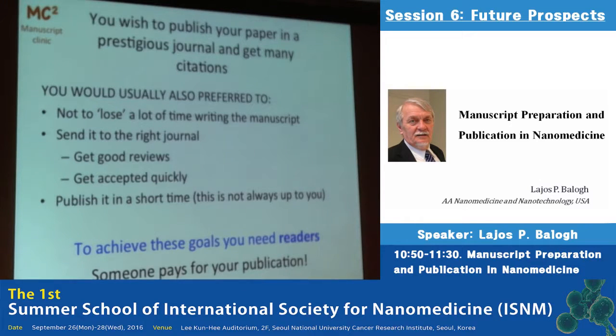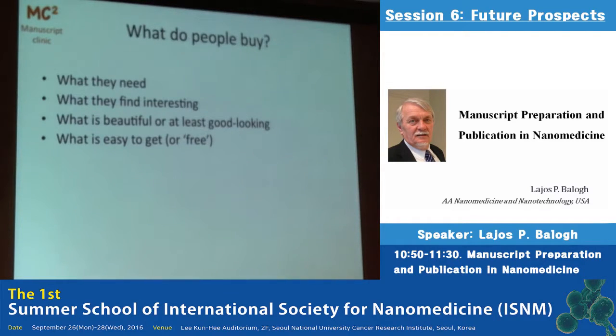So don't forget that someone pays for your publication. Either you pay for it, or your institution pays for it, or you buy it article by article. There are many models, but someone pays. There is nothing free. So what do people buy? People buy things that they need, what they find interesting, what is beautiful, at least good looking. Girls, would you buy an ugly skirt or an ugly t-shirt? I don't think so. What is easy to get or free?